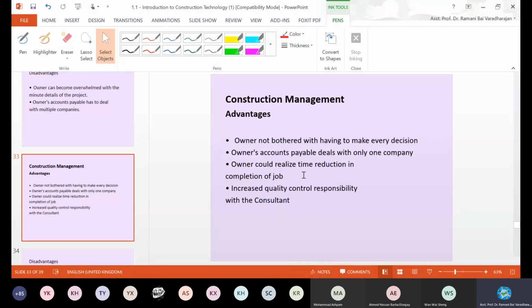These are the advantages. There is increased quality control responsibility with the consultant. The owner can only suggest on the time, because the manager is the one doing everything, including testing. The manager has to decide based on the multiple choices at the workplace. The owner has only one option, the time. He can say, I need the project to be completed in 3 months or 6 months. And then increased quality control responsibility with the consultant. He can suggest.